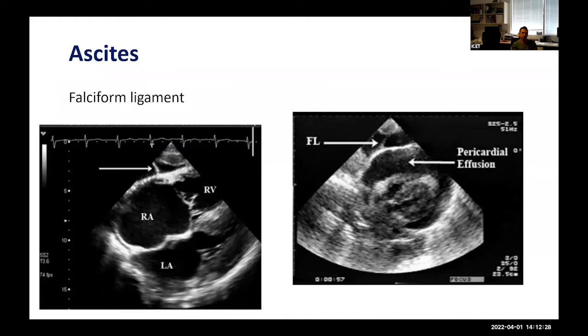Now with ascites, if you're doing the subcostal view, you can see that there's a midline falciform ligament. So here's somebody who just has ascites. And here's somebody who has a pericardial effusion and ascites, because they can often coexist. That's a nice picture.